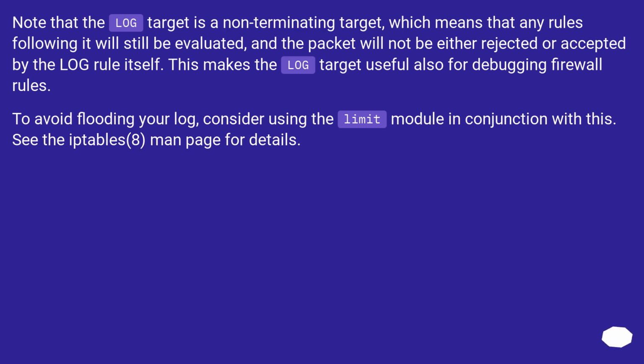Note that the LOG target is a non-terminating target, which means that any rules following it will still be evaluated, and the packet will not be either rejected or accepted by the LOG rule itself. This makes the LOG target useful also for debugging firewall rules. To avoid flooding your log, consider using the limit module in conjunction with this. See the iptables(8) man page for details.